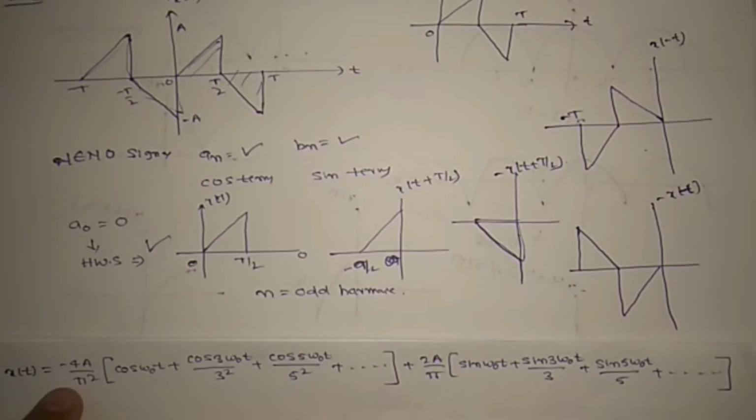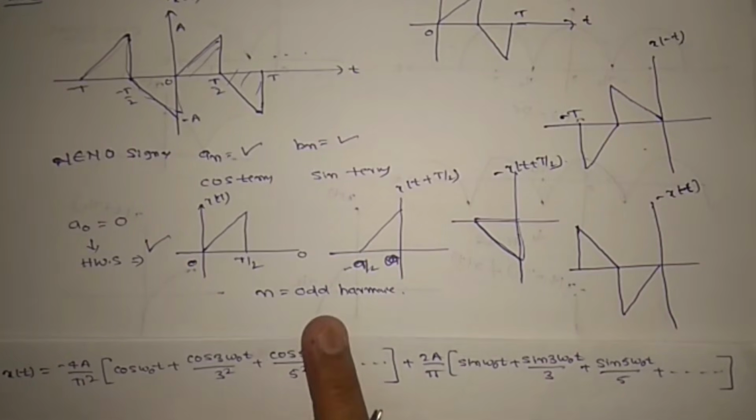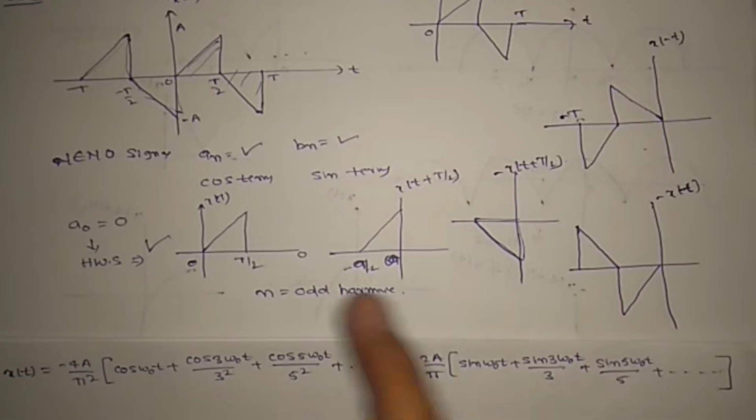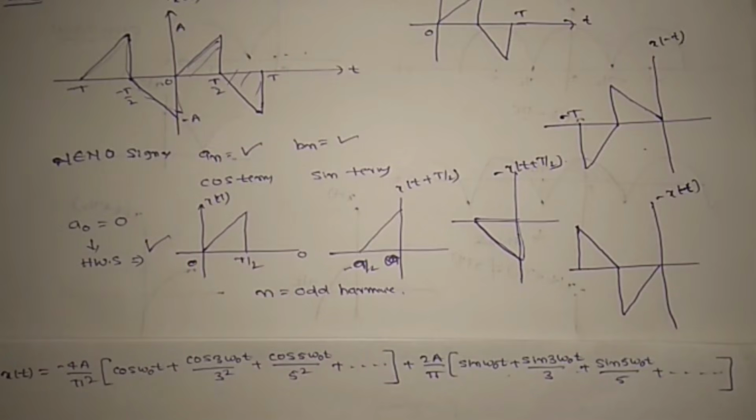See, the DC value is 0. It is neither even nor odd. It will have cos terms and sine terms, and it is following half wave symmetry. It will have odd harmonics, that is 1, 3, 5. Yeah, 1, 3, 5. See, almost you can guess which is the equation given for the option.